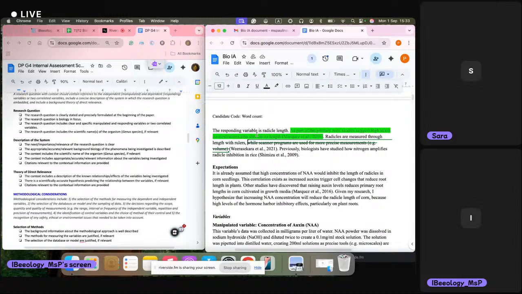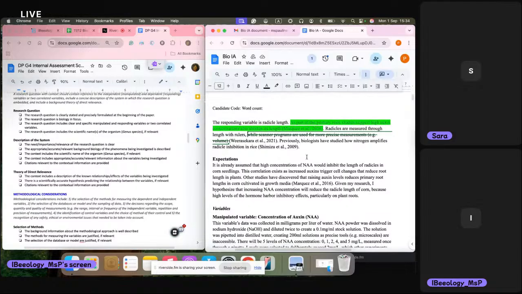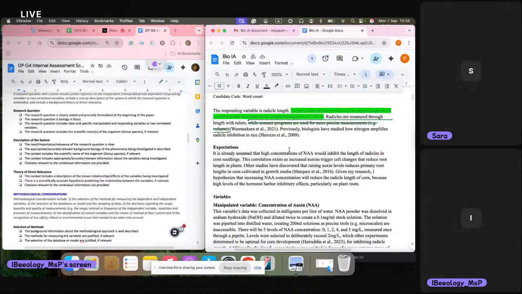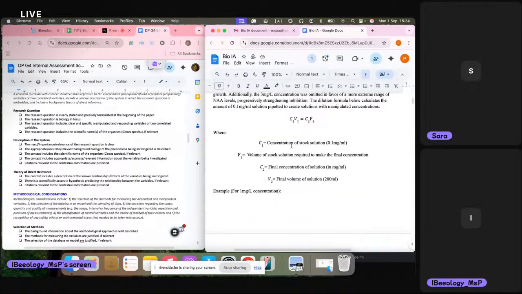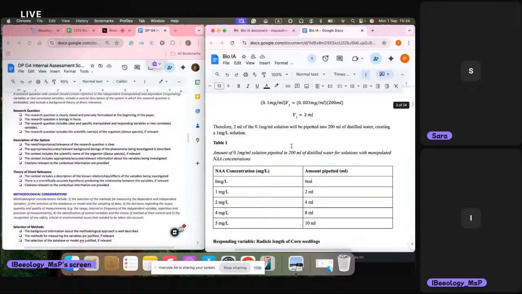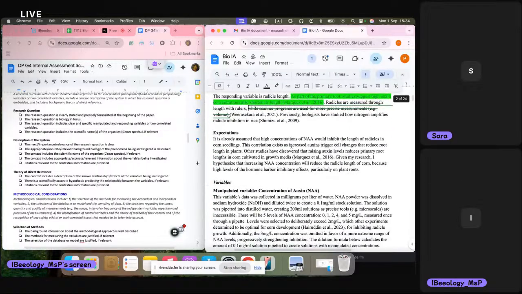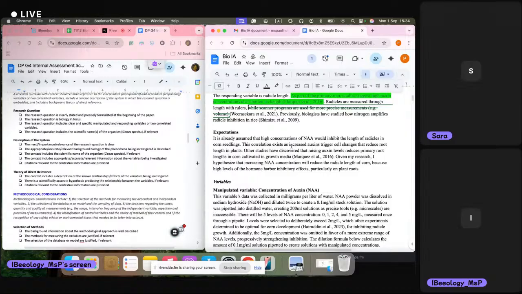All right. Previously, biologists have studied how nitrogen amplifies radical inhibition in rice. So, expectations. You're saying here your expectations. Are your expectations somehow your way of saying this is your hypothesis? Yeah, and like the scientific background of it, just like why this relationship is known.